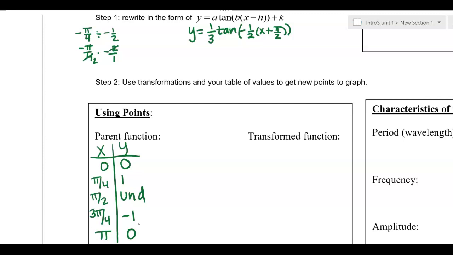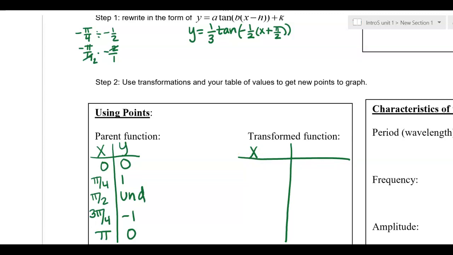All right, the transformations. We'll make the headers for our table and then we'll go and write them verbally in words, okay? So what is going to be happening to x? We're going to focus inside of the tangent function to understand what's happening to x.